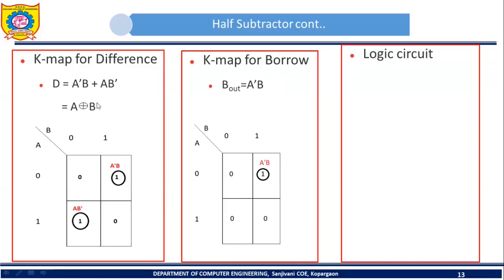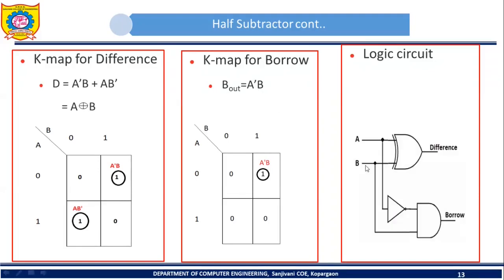Then what is the last step? We have got expression for difference as well as expression for B out. So we have to draw the logic diagram. In order to implement expression for difference and expression for borrow, how many gates will we require? Yes, we will require 3 gates. One is XOR gate, second one is NOT gate, and third one is AND gate. So logic diagram for half subtractor will be like this.